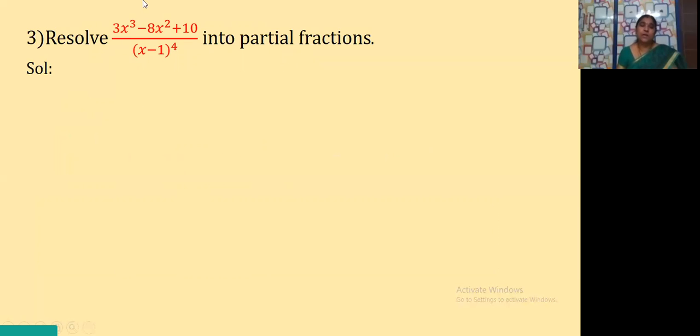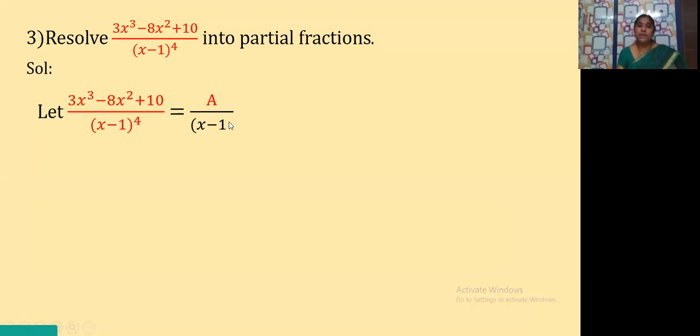What is another sum here? Resolve (3x cube minus 8x square plus 10) by (x minus 1) whole to the power of 4 into partial fractions. Here also it is the same kind of sum, children, but here the power is 4. That means we are going to get 4 partial fractions. So let (3x cube minus 8x square plus 10) by (x minus 1) whole to the power of 4 be equal to the partial fractions. Power 4 is there, so we get 4 partial fractions.